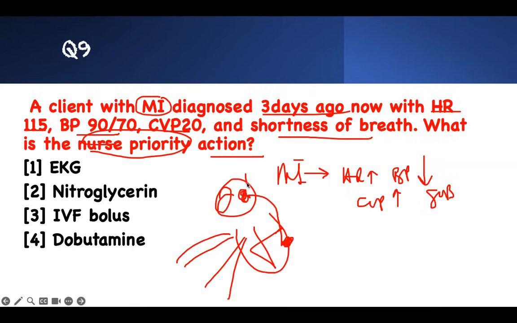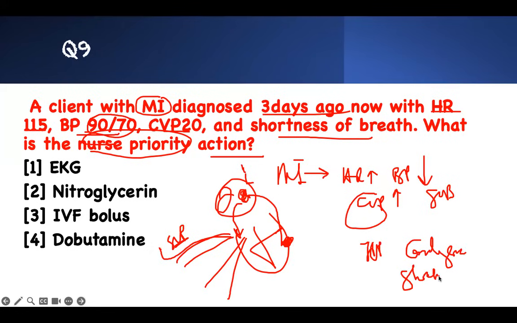It goes to the left portion, then you come to the right portion, and then you have CVP. That is a CVP going up, which is equivalent to JVD. So if I have JVD, I have heart failure. If I have shortness of breath, I have a lung problem. This is cardiogenic shock. And I have what? Systemic issue. My blood pressure is going down. So this patient is in cardiogenic shock.